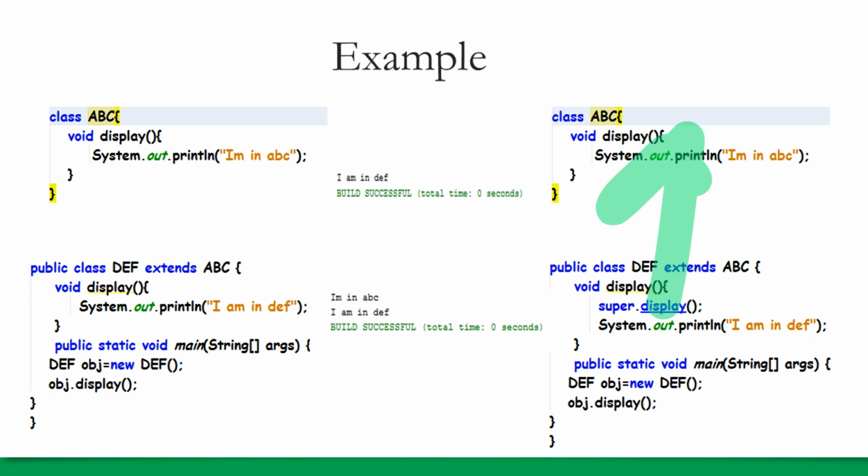When we create the object of the DEF class and try to call this display function, this function will be called. Inside this function we first call super.display, so it will call the display function of the base class. So the output will be I am in ABC, and after the call of this statement, what will be printed is I am in DEF. Okay guys, I hope you get a clear idea of what method overriding is.